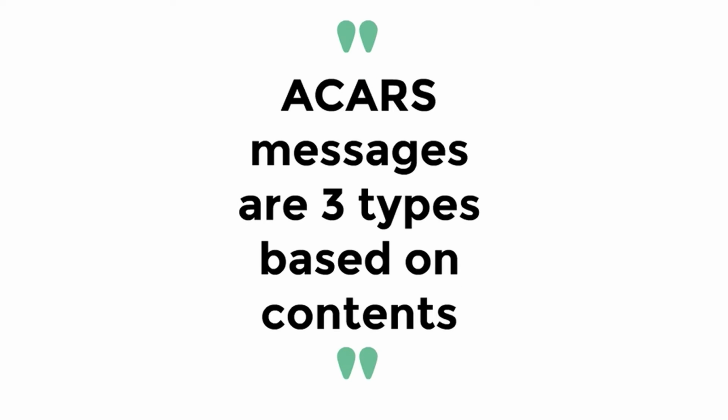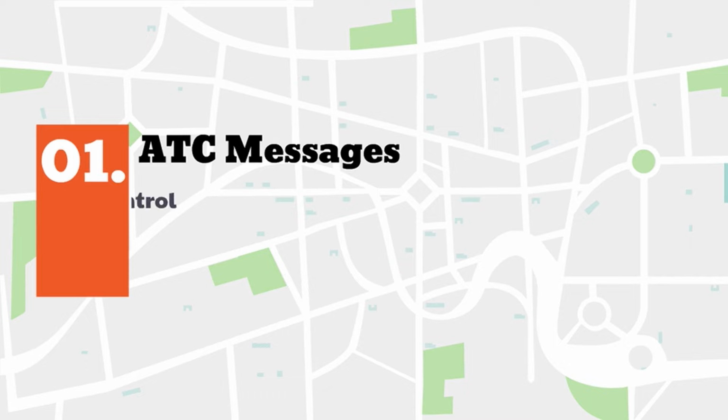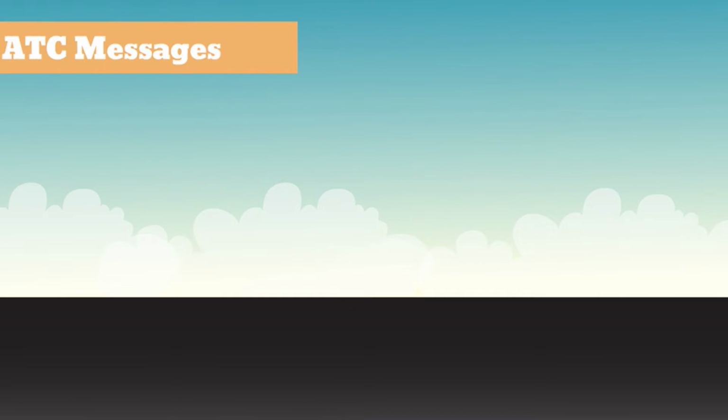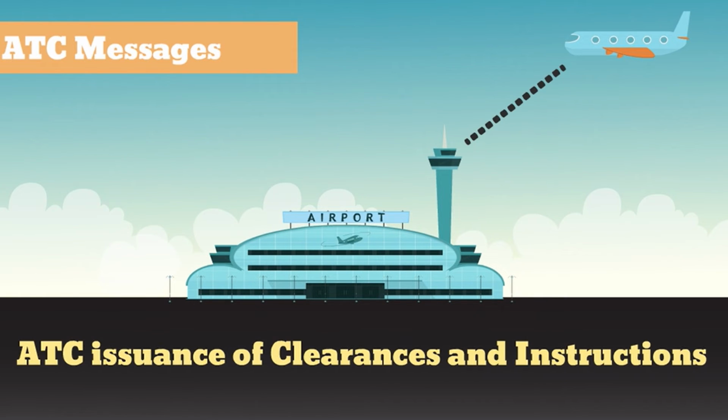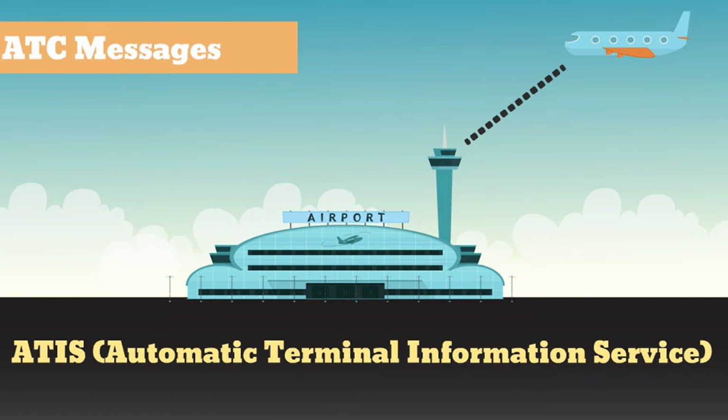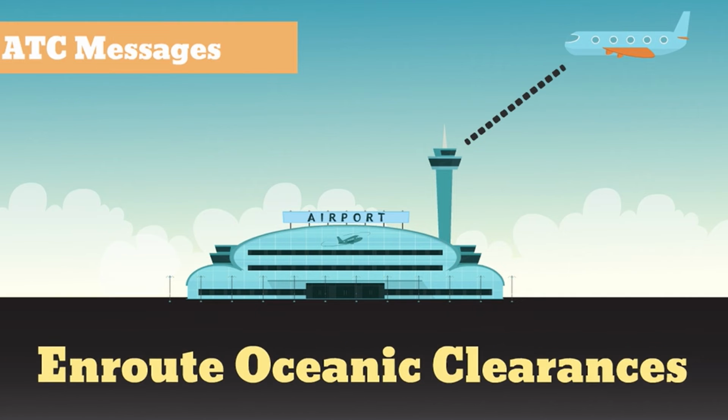ACARS messages may be of three types based upon their content. First type is Air Traffic Control, ATC, messages. ATC messages include aircraft requests for clearances, ATC issue of clearances and instructions to aircraft. They are often used to deliver pre-departure, data link ATIS and en route oceanic clearances.